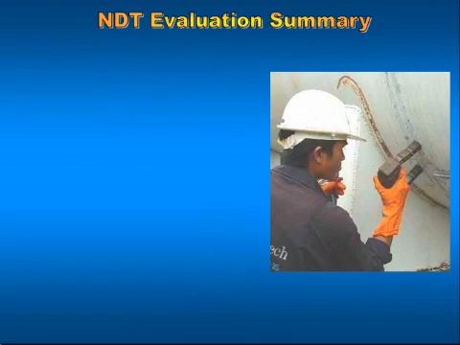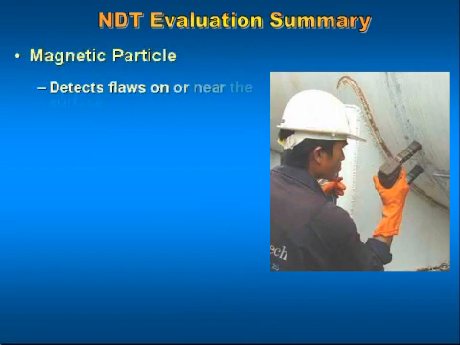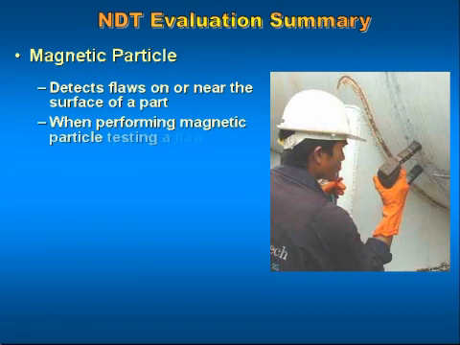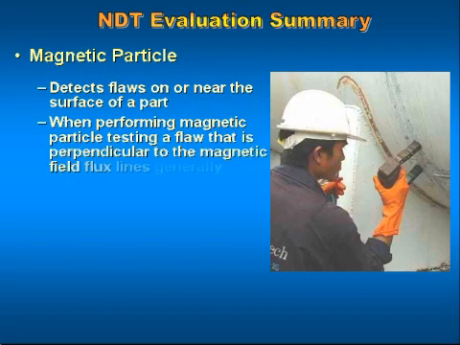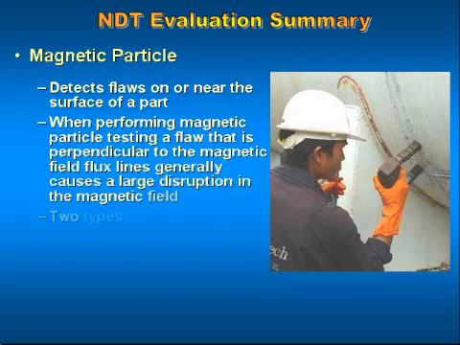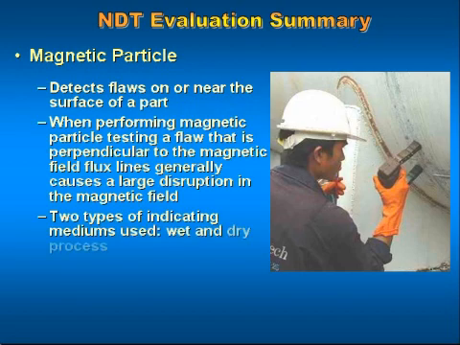When performing magnetic particle testing, there are two types of indicating mediums used, wet and dry. Magnetic particle testing detects flaws on or near the surface of a part. When performing magnetic particle testing, a flaw that is perpendicular to the magnetic field flux lines generally causes a large disruption in the magnetic field.